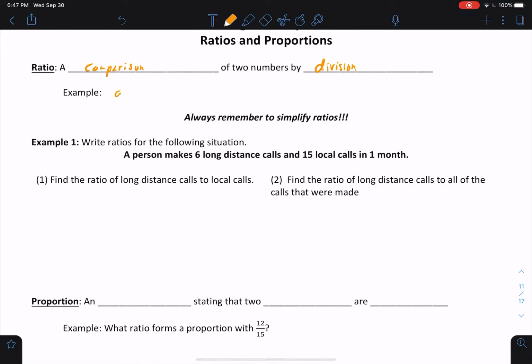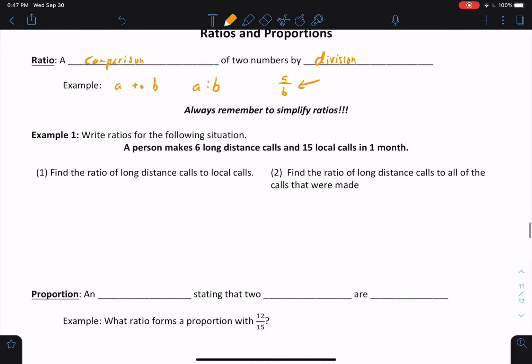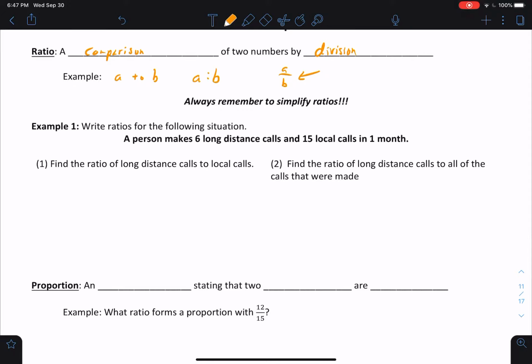We could write A to B, so that's comparing A to B. We could write A colon B, or A over B. And this fraction representation really tackles this idea that it is a comparison by division. Okay? So, in example 1, let's write a ratio for the following situation. A person makes 6 long-distance phone calls and 15 local calls in 1 month.